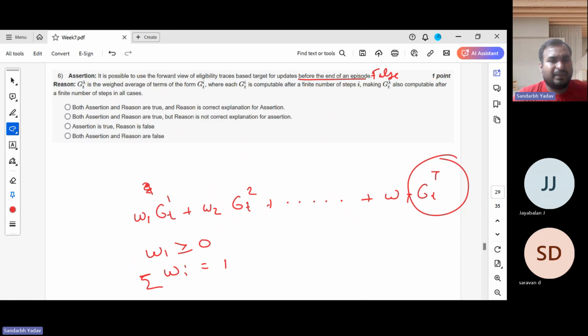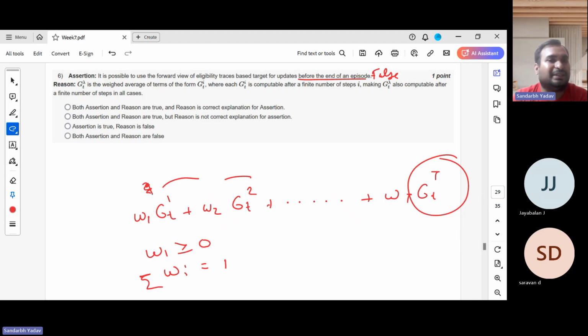You might remember this equation also. It was some 1 minus lambda, then lambda was getting multiplied, and eventually for an episodic task, whatever sum is remaining, you have that term here. But the point is you need the last step return also. So you cannot make the update before the end of an episode, right? Although you might have computed the previous returns, for this return you need to wait till the end of the episode. We cannot use the forward view of eligibility traces to make updates before the end of an episode. So this is false. If the assertion is false, there is only one option remaining.